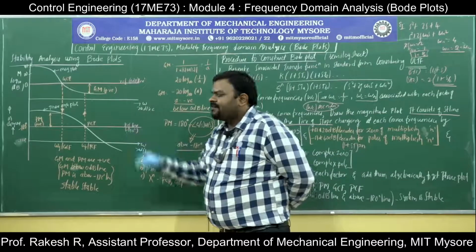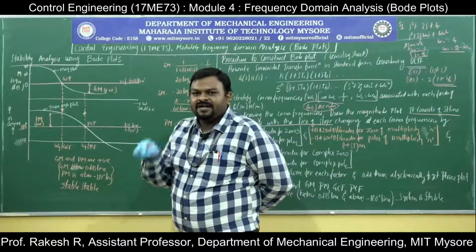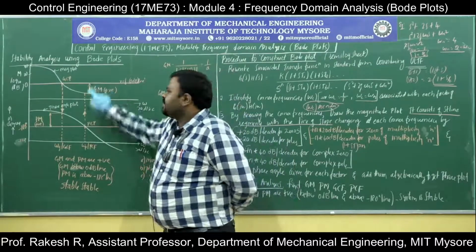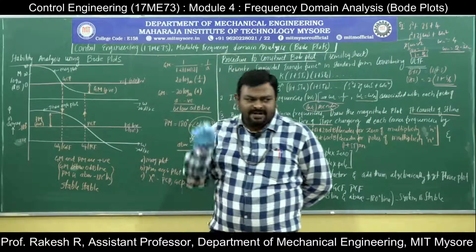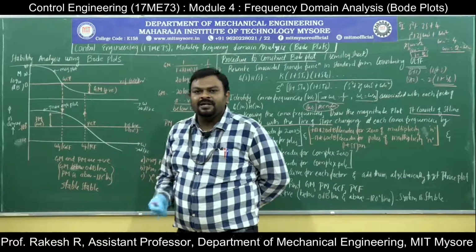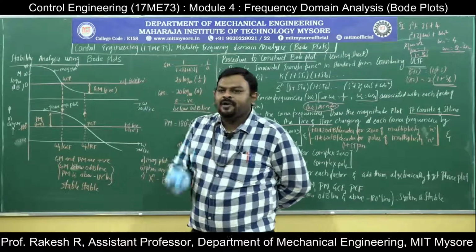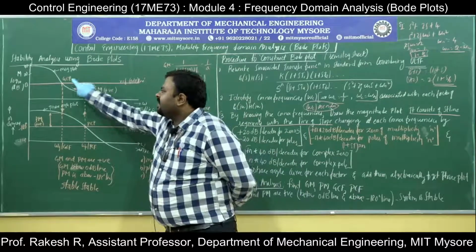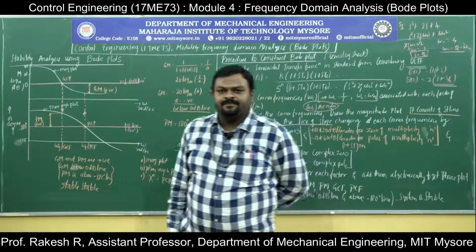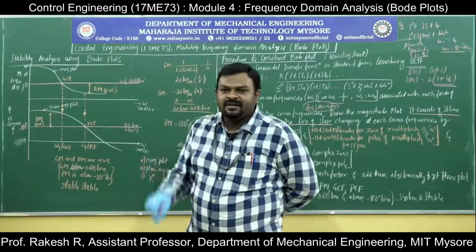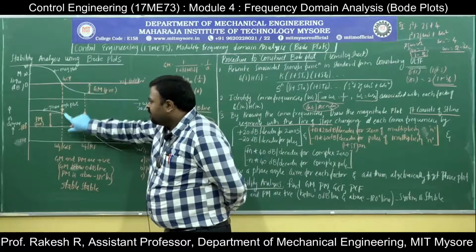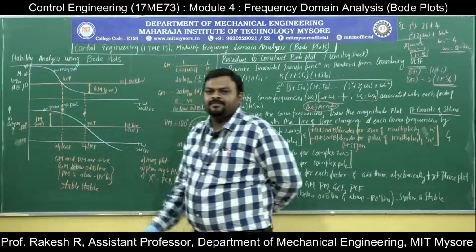After drawing the magnitude and phase angle plots, identify whether the magnitude plot is crossing the 0 decibel line or not. If it is crossing, then identify the intersection point where the magnitude plot crosses the 0 decibel line and name that point as the gain crossover point. After naming the gain crossover point, project it to the phase angle plot.